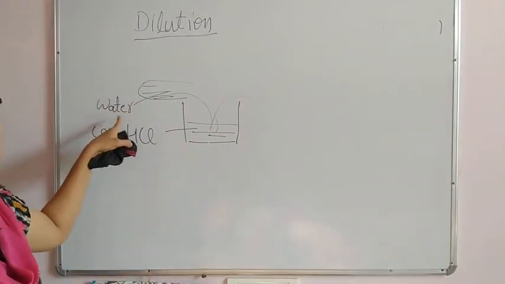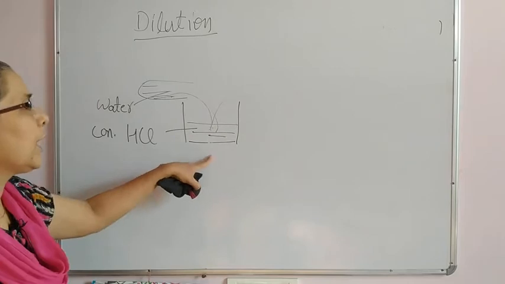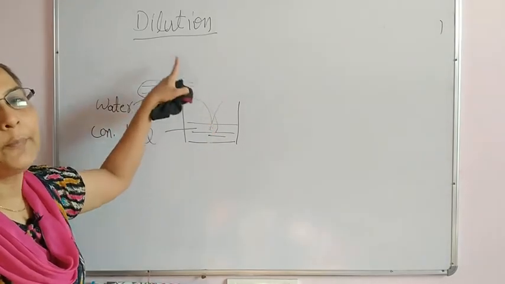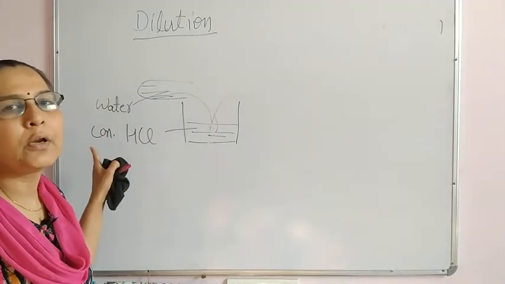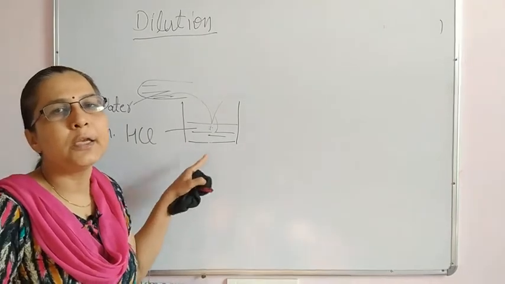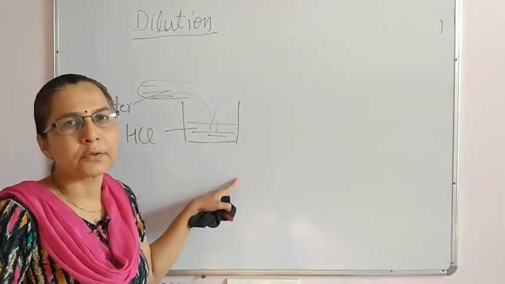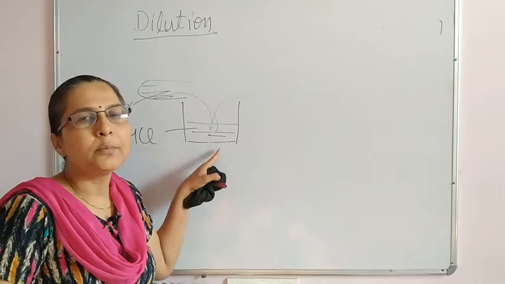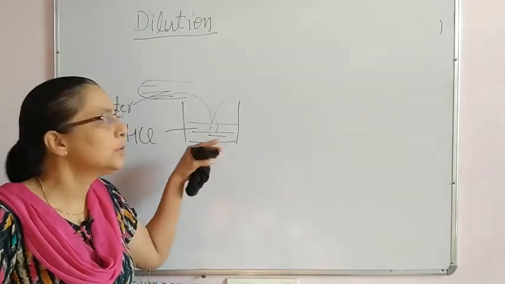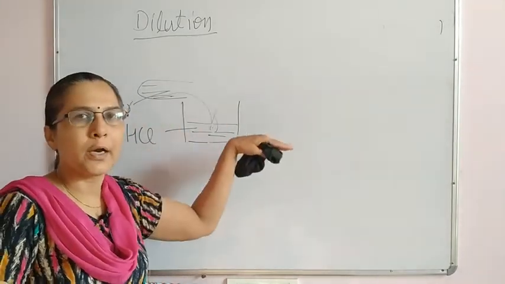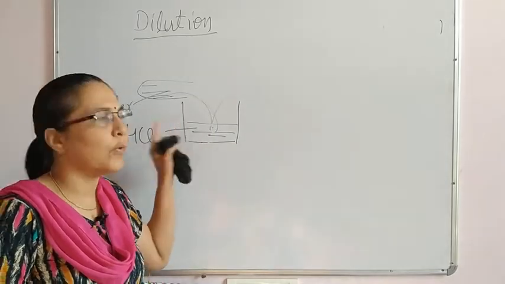In short, water is added to acid. What will happen? This acid may splash out from the beaker or container, and it is highly dangerous for us. It means some type of accident can be created, because the acid jumps out of the container due to the addition of water.